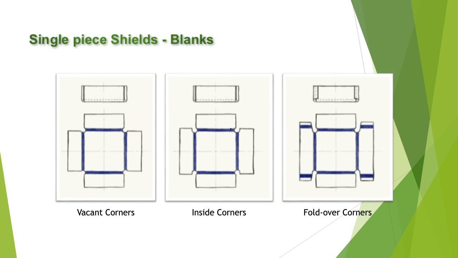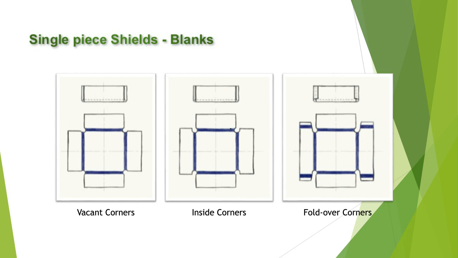So what do shields look like in the blank format, in the flat state, before you bend them up? Vacant corners on the left is simplest. The blue region indicates either a half-inch bend line if you're going to lay these things out for half-inch bend lines, or the bend region, the bend allowance area, if you're going to go with full thickness bends. They look the same, but the math is different.